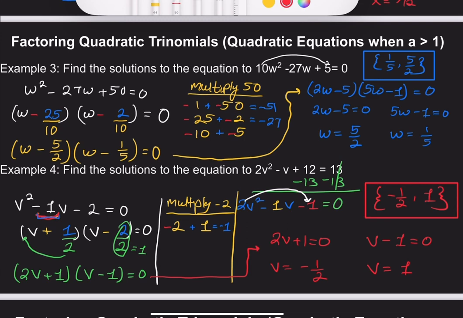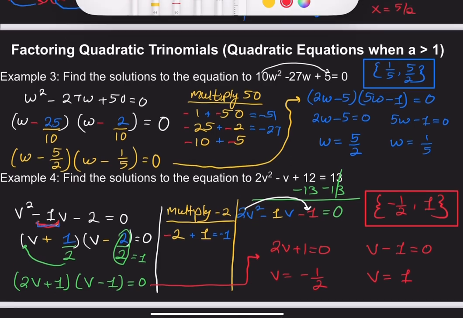So that is it for factoring quadratic trinomials when the value of a is greater than 1. We can use the AC method. There are also ways that you can do this as well, such as factor by grouping and trial and error. But this is the best way, at least I think this is the best way for finding the solutions to a quadratic equation when a is bigger than 1.